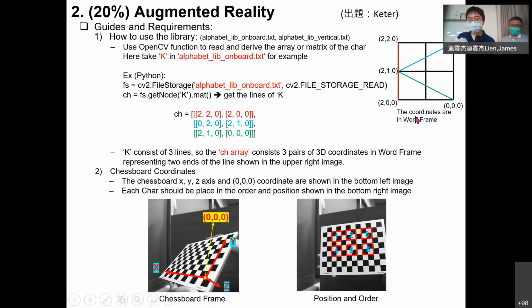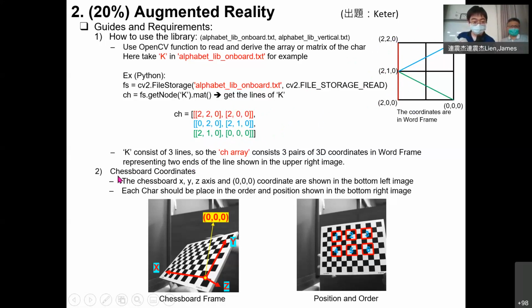So this image is the coordinates of the word frame, and the 0, 0, 0 coordinate is here, and 2, 2, 0 is here. And then for the first red part, 2, 0, 0 is here, and 2, 2, 0 is here. So you can form the red line, and 0, 2, 0 is here, and 2, 1, 0 is here. So you can form the blue line, and it's the same for the green line here.